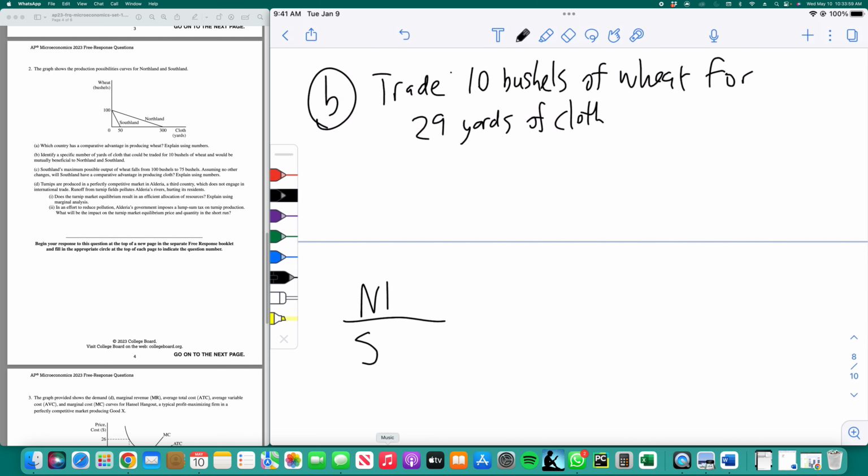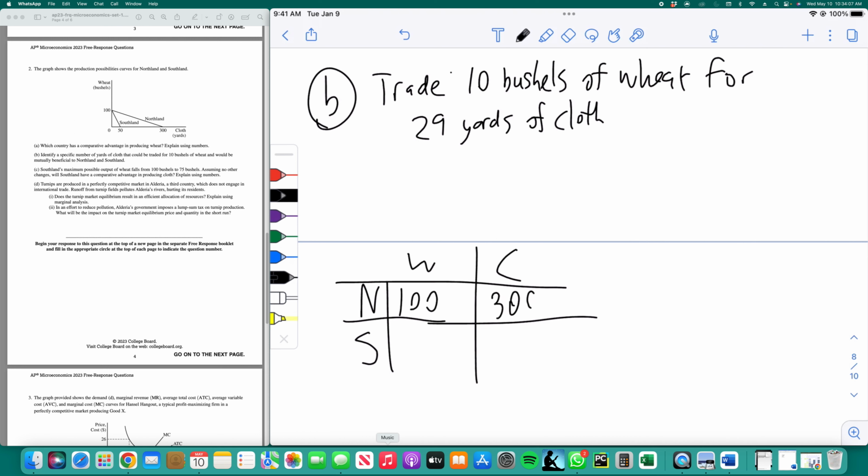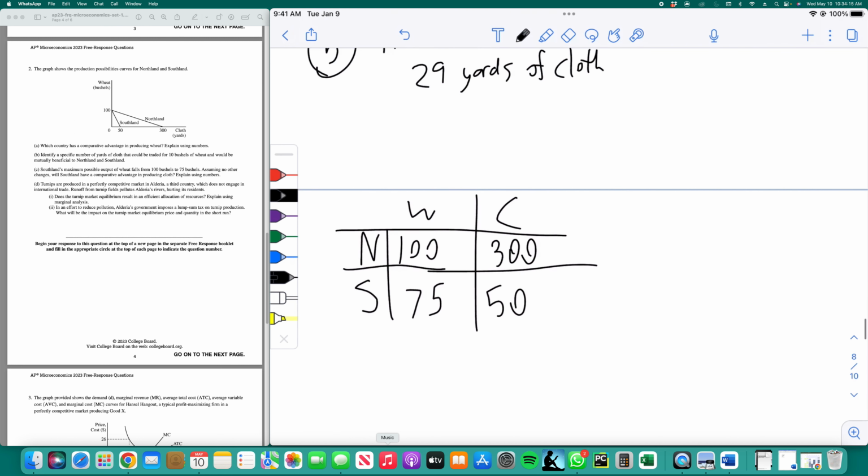You'll do north, south, wheat, cloth. So nothing changes for Northland. You're still doing 100 and 300. For Southland, you will be doing 75 wheat and 50 cloth. So now, will Southland have a comparative advantage in cloth? Well, let's figure that out.